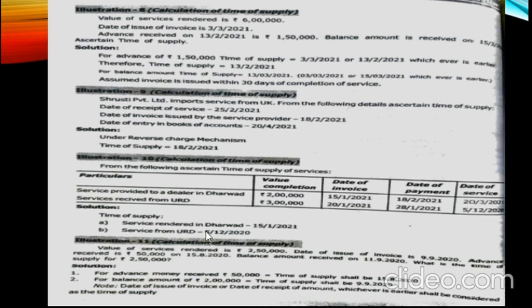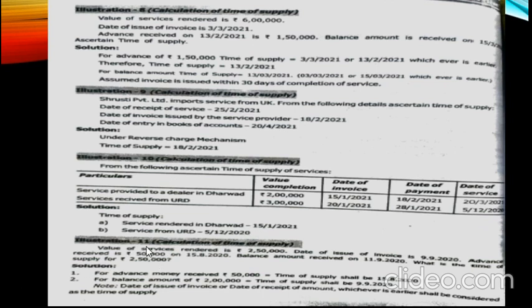So for service from an unregistered dealer, the date of issue of invoice is 28th January, and the date of service is 5th December. So the date of service is earlier. Among these three dates, 5th December 2020 is the earliest, so we will consider the time of supply as 5th December 2020.